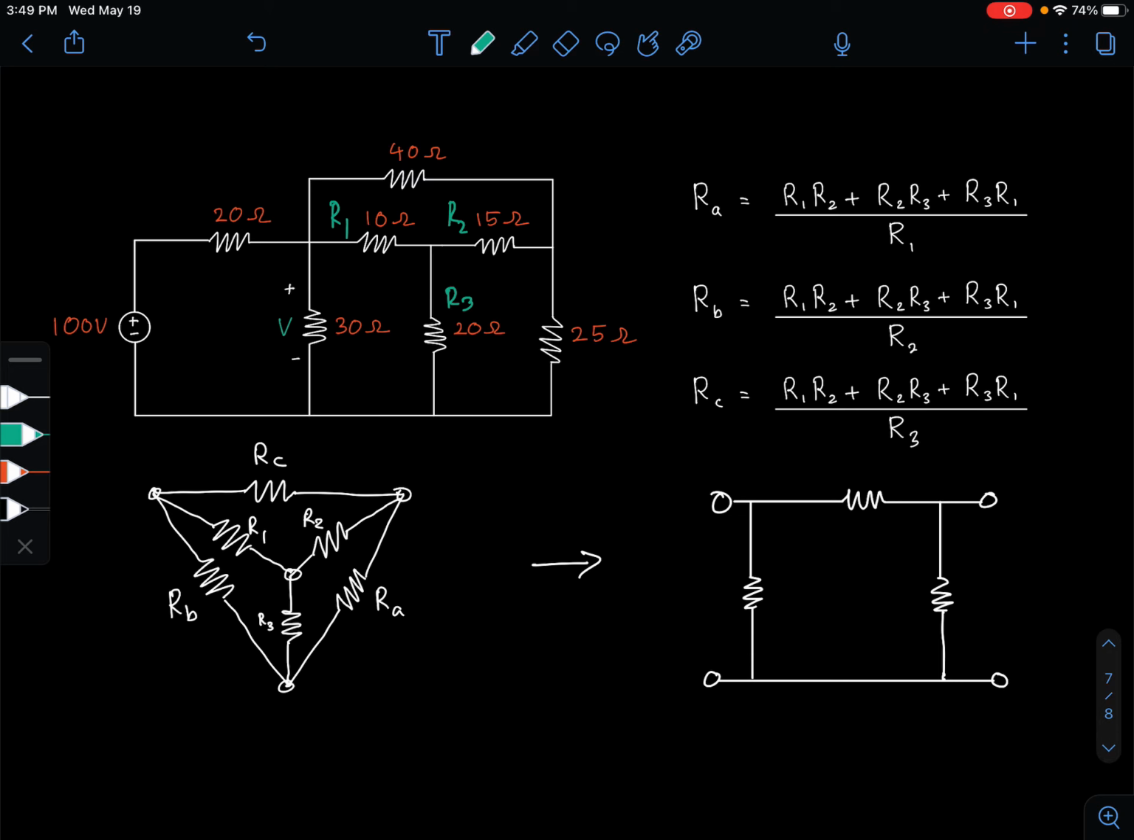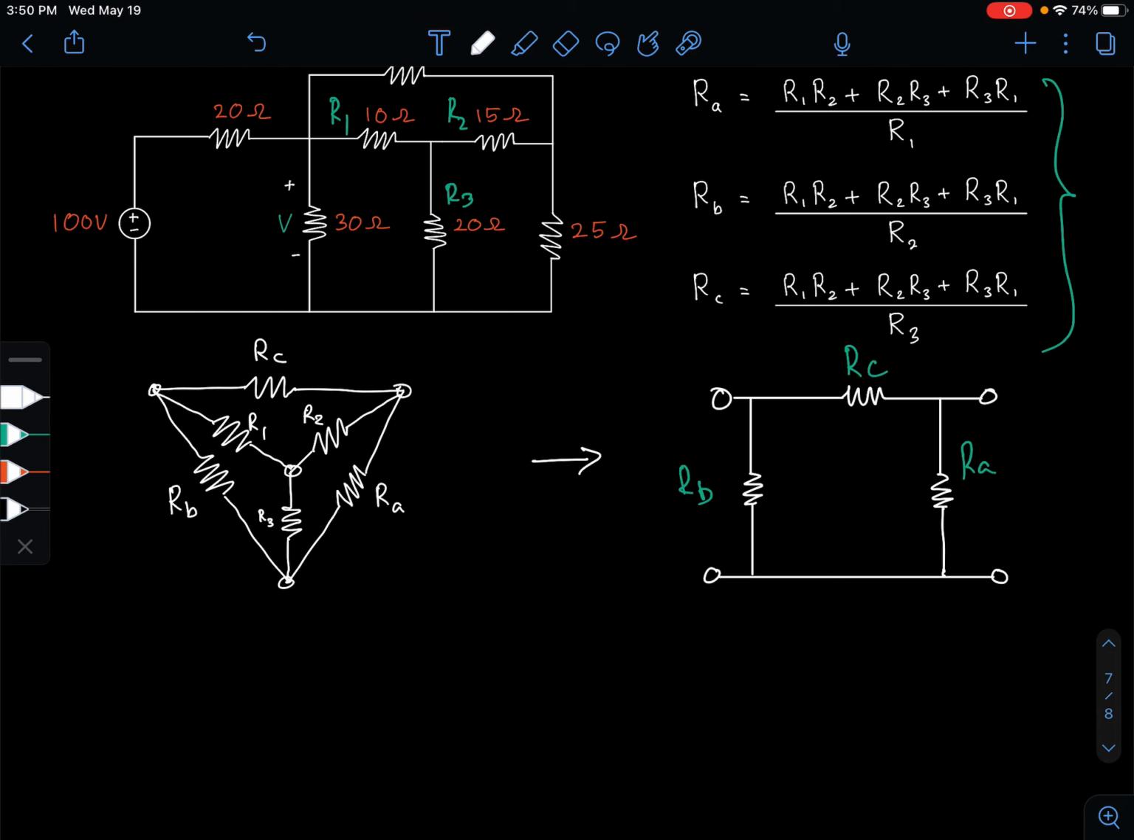When we compare it to the pi subcircuit that we're trying to convert it to over here, you will notice that this resistor is RA, this resistor is RC, and this resistor is RB. Now that we've labeled our subcircuits accordingly, we can simply plug in the values into these three equations to solve it. So let's go ahead and do that right now.